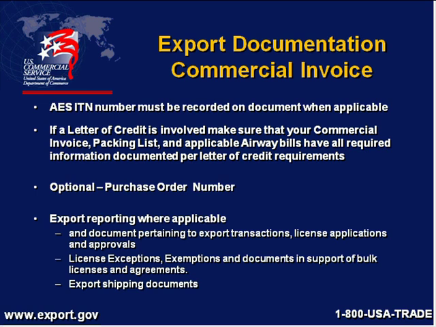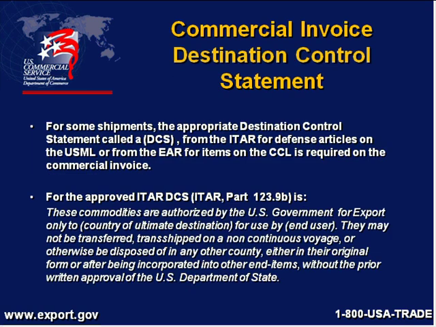Next. Basically, commercial invoice, destination control statement. For some shipments, the appropriate destination control statement, called a DCS, from the ITAR for the defense articles on the United States Munitions List, the USML, or from the EAR for items on the CCL, the Commerce Control List, is required on the commercial invoice.